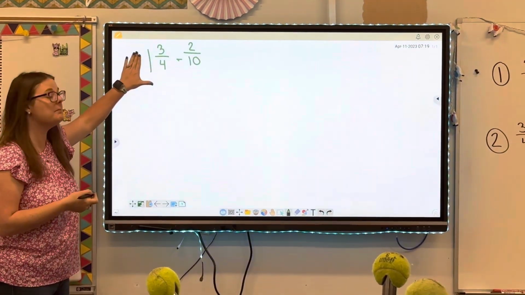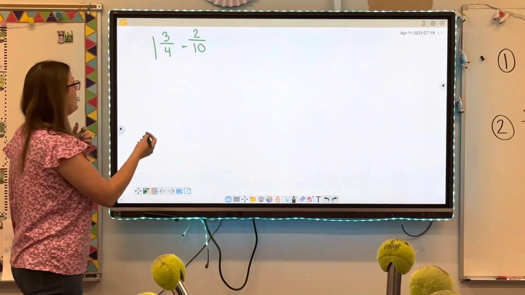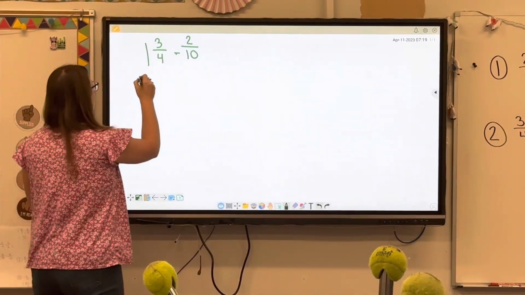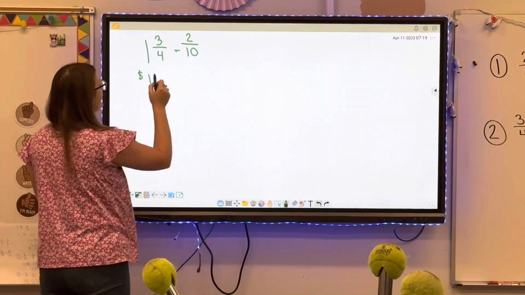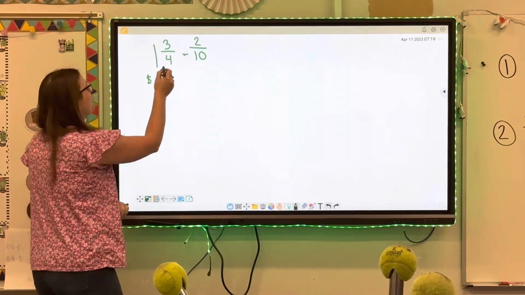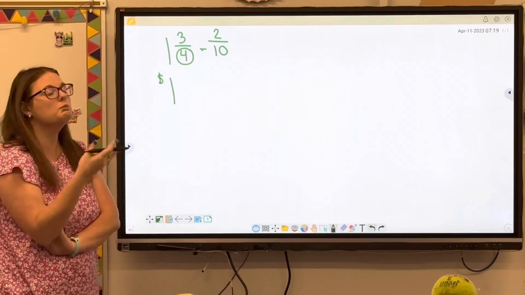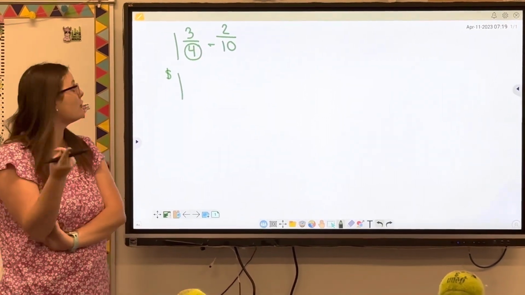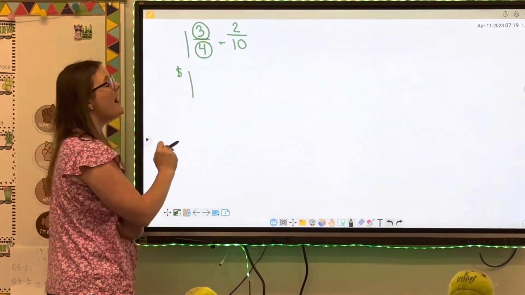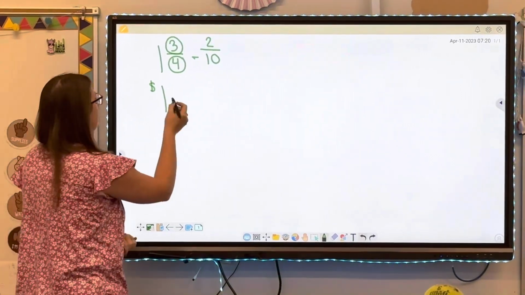So our first problem is 1 3/4 minus 2/10. So I have that whole, and as I tell the kids, I like to think of that whole as $1. So I have $1. Then my fraction is 3/4. Now, last time we explained that what coin do I need 4 of to make $1? Well, I need a quarter. They're quarters. I need 4 quarters to make $1. So my numerator tells me how many of those quarters I have. So if I have 3 quarters, I have 75 cents.